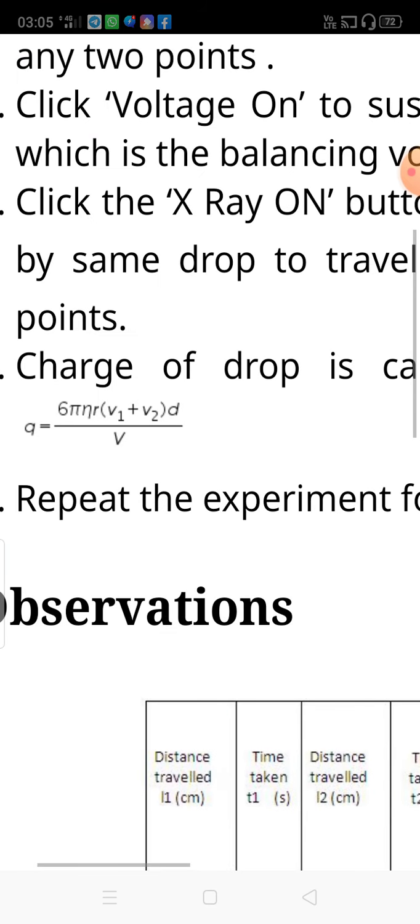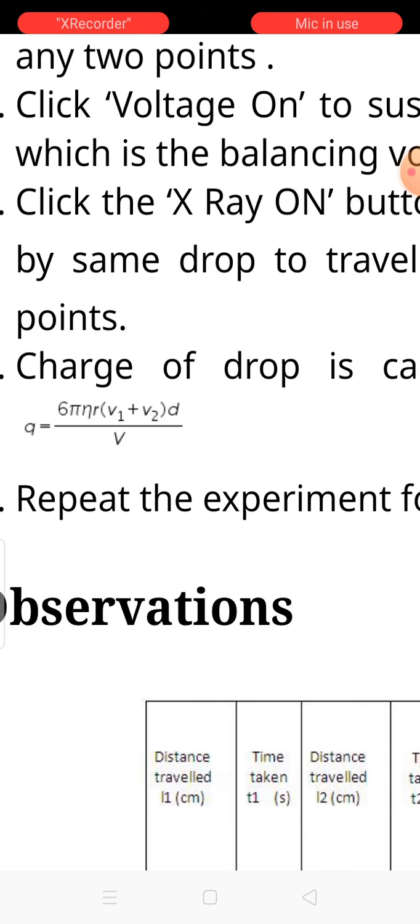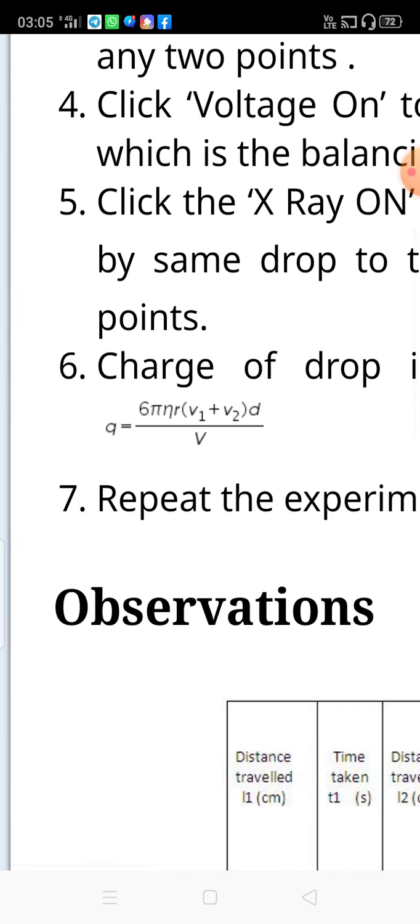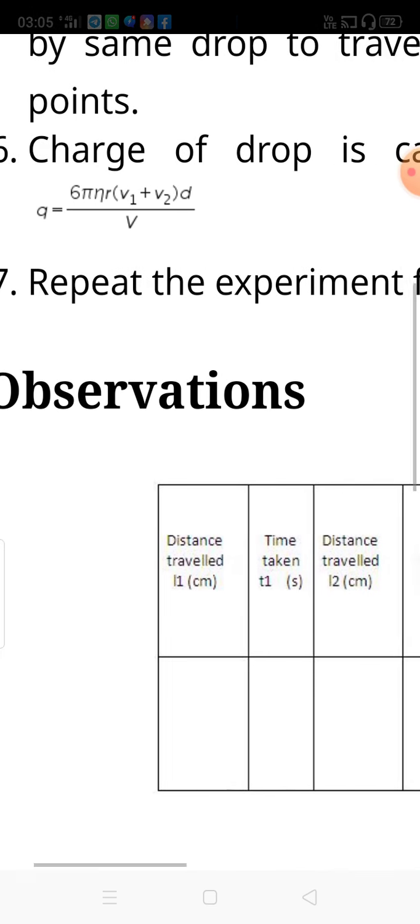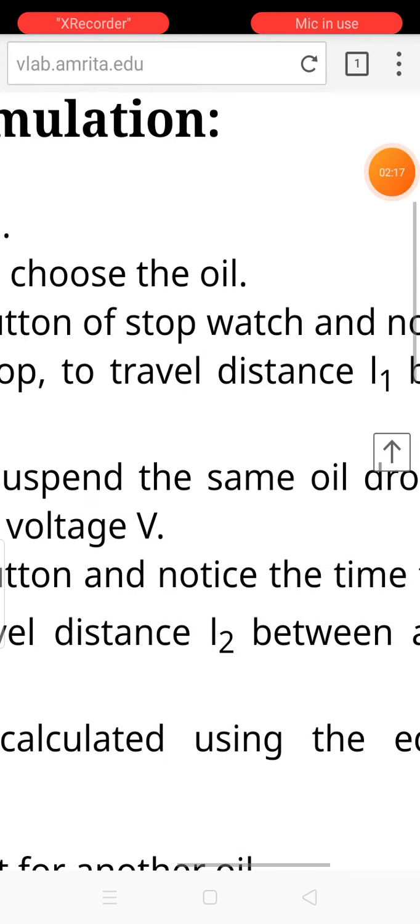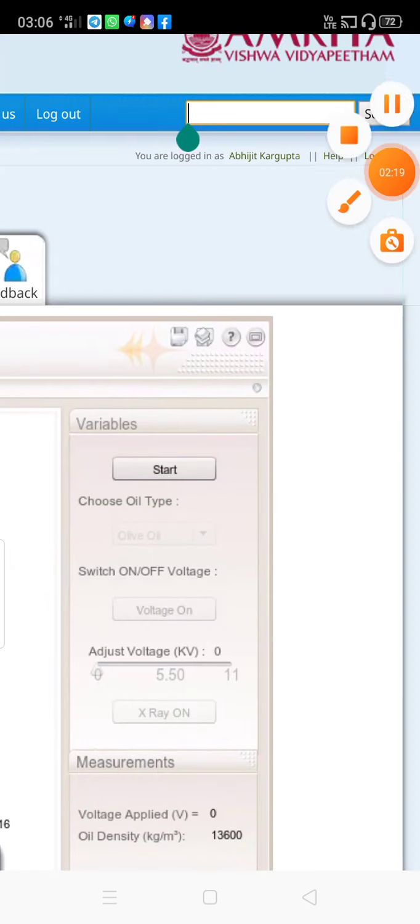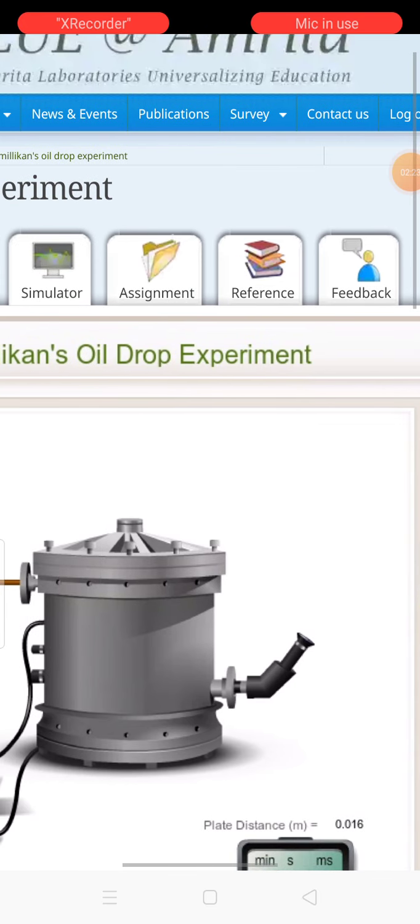Q is 6 pi eta r (V1 plus V2) d by V, and repeat this process using the same procedure. Here is the observation table. So I think you have learned the procedure. Now we are starting the simulation part.